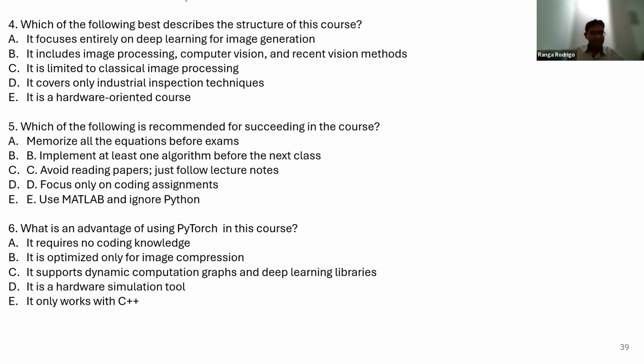Which of the following best describes the structure of this course? It is focused entirely on deep learning for image generation. That's not correct. It includes image processing, computer vision, and recent vision models. That's correct. It is limited to classical image processing. No. It covers only industrial and hardware. No.